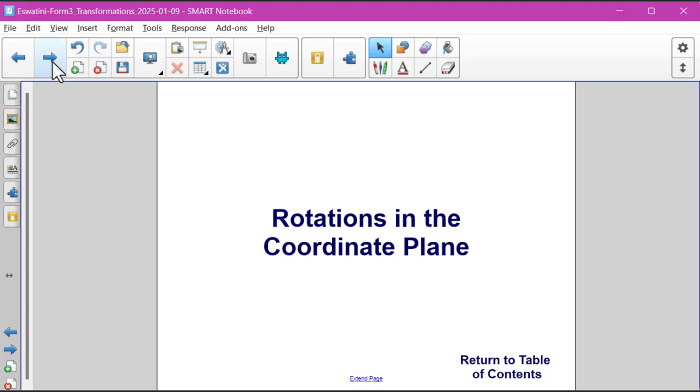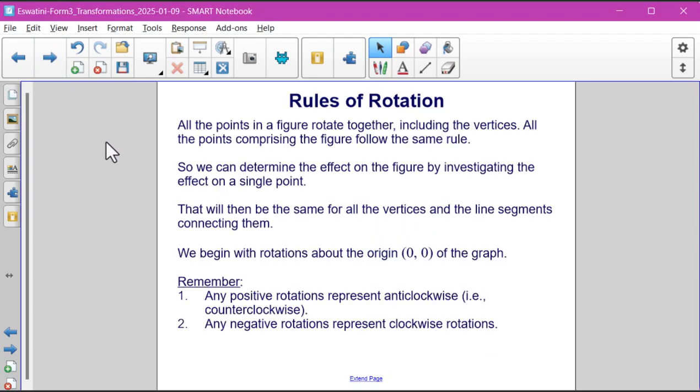Rotations in the coordinate plane. There are some rules for rotation. All the points in a figure must rotate together, including the vertices. All the points comprising the figure follow the same rule. So we can determine the effect on the figure by investigating the effect on a single point. And that will then be the same for all the vertices and the line segments connecting them.